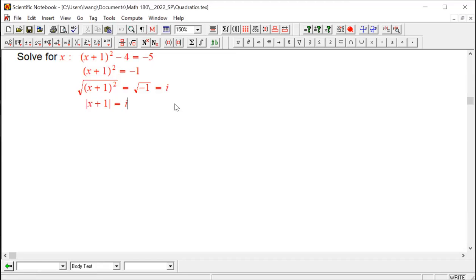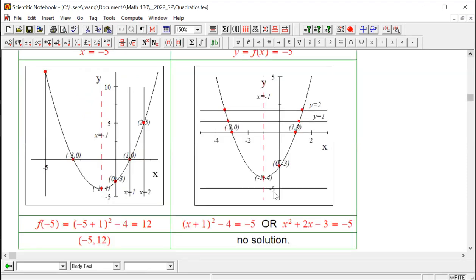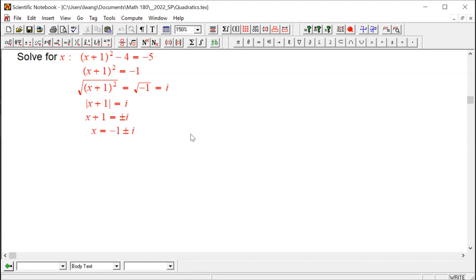Sometimes you may need to find it. So you're going to get x plus 1 equals plus or minus i. So as a result, you're going to have x equals -1 plus or minus i. But these numbers have no spot in the picture. So we have two complex number solutions. What does that mean?